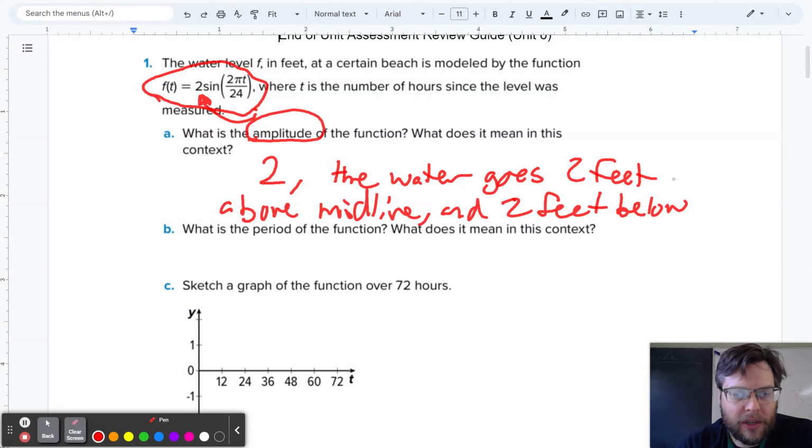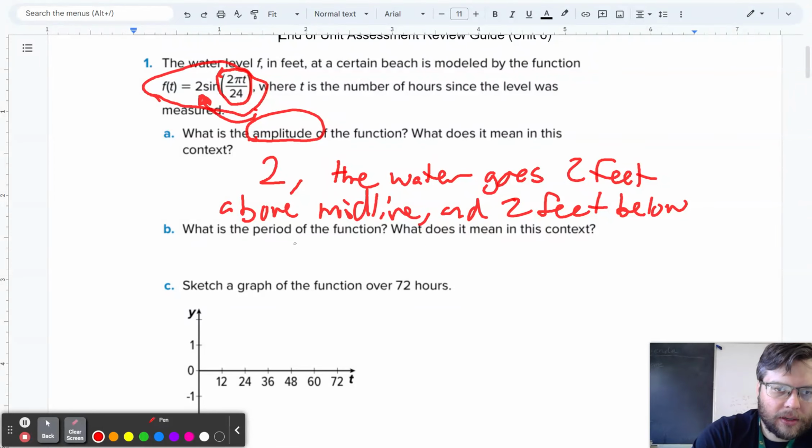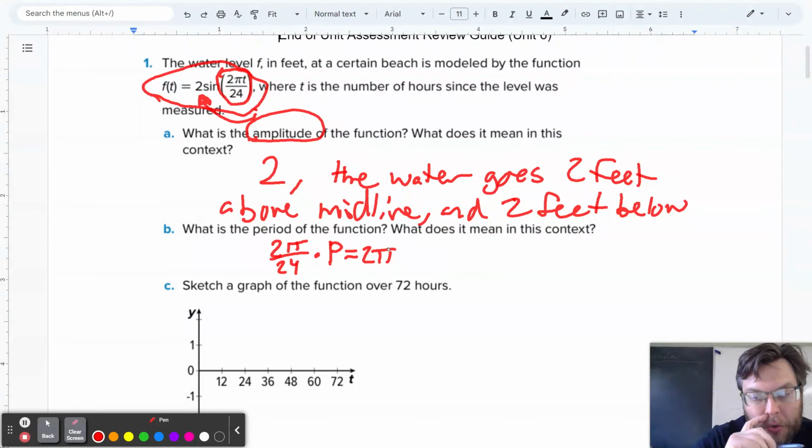All right, next one. What is the period of the function? Remember that the normal period is 2 pi. And this function right here was multiplied by 2 pi over 24 right there. And so when you multiply on the inside of a function, it makes it that many times narrower. Okay, so our period here, we had 2 pi over 24 times our period. I'll just use the letter P. That's going to equal 2 pi, because 2 pi is the normal period.